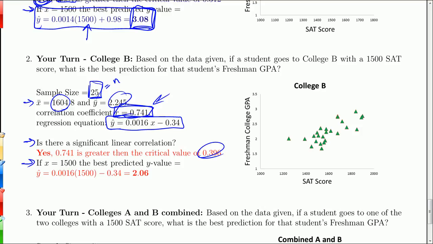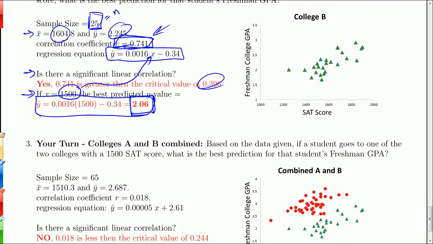So we use the regression equation to make predictions. If X equals 1500, the best predicted Y value, you just take the 1500, plug it into X, and you get this expression, which reduces to 2.06. So if you're heading to College B with a 1500 on your SATs, you can expect after the first year of college to have a GPA of 2.06.